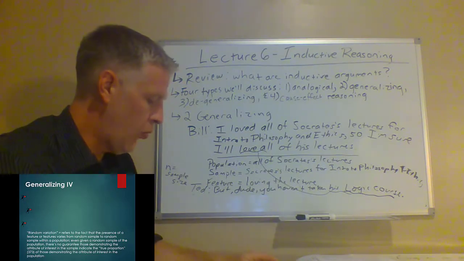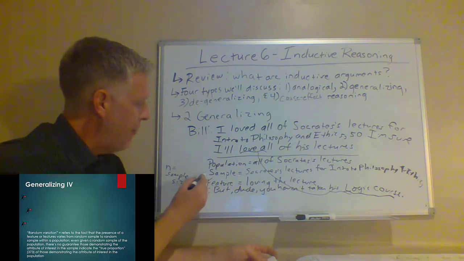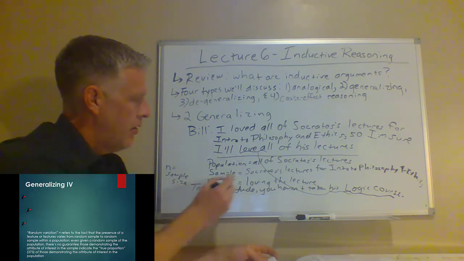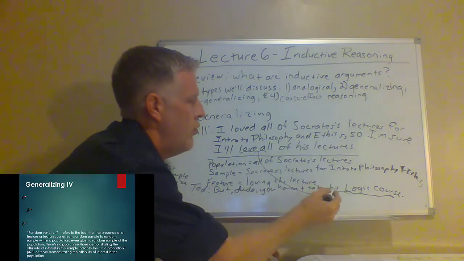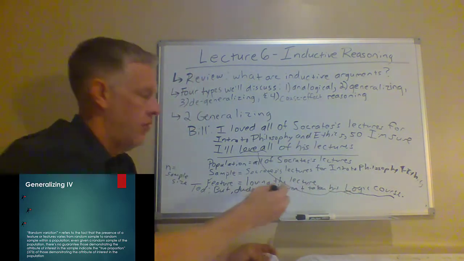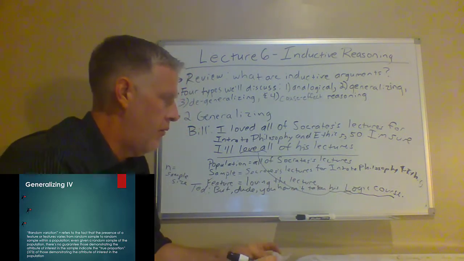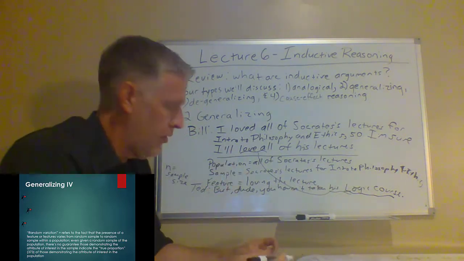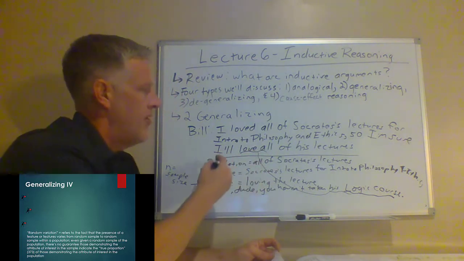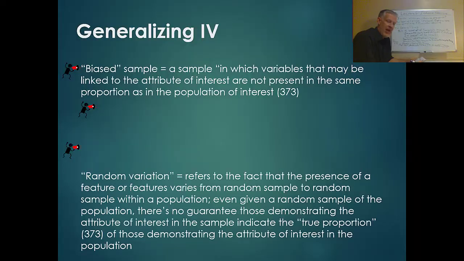So turning to slide 12, Ted's suggesting that, hey, look, your sample is biased, because you did not have exposure to this type of lecture, the lectures that are in his logic course, which is part of the overall population. So your argument's weak here. It's at least problematic. So what is a biased sample?